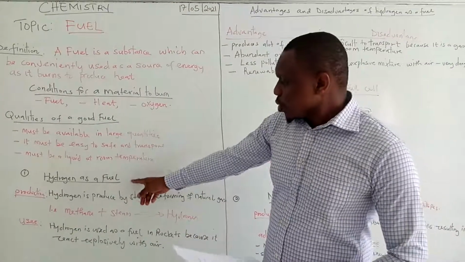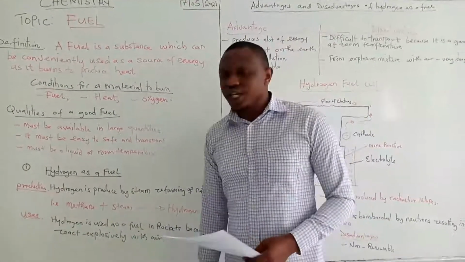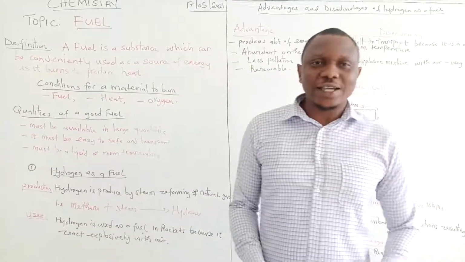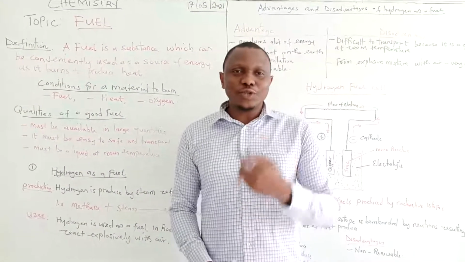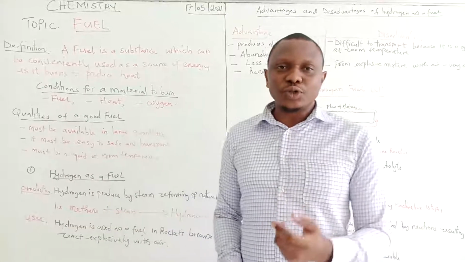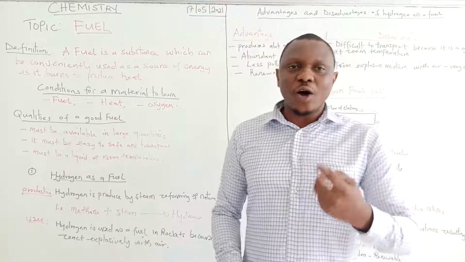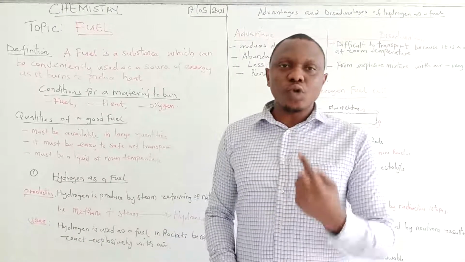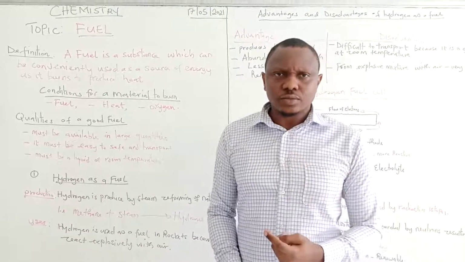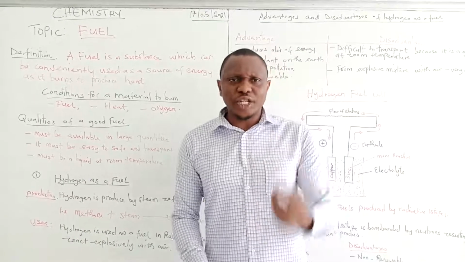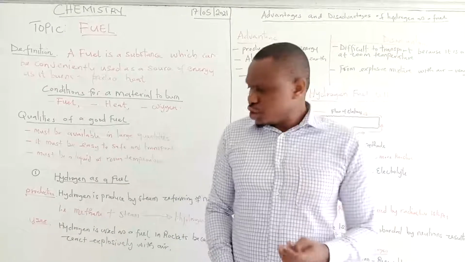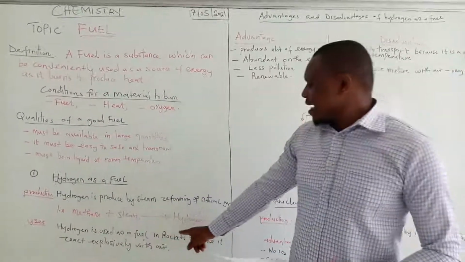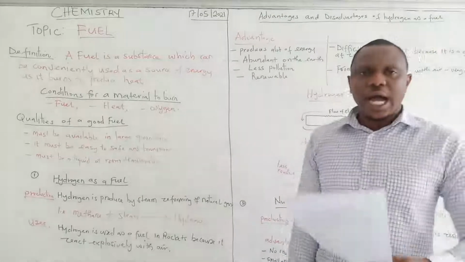Now, we take the first example, hydrogen as a fuel. How is hydrogen produced? Hydrogen is produced from steam reforming of natural gas. Remember, natural gas is made up of mostly methane. So the steam reforming of methane produces hydrogen. This is the reaction: when methane and steam react, it produces hydrogen.